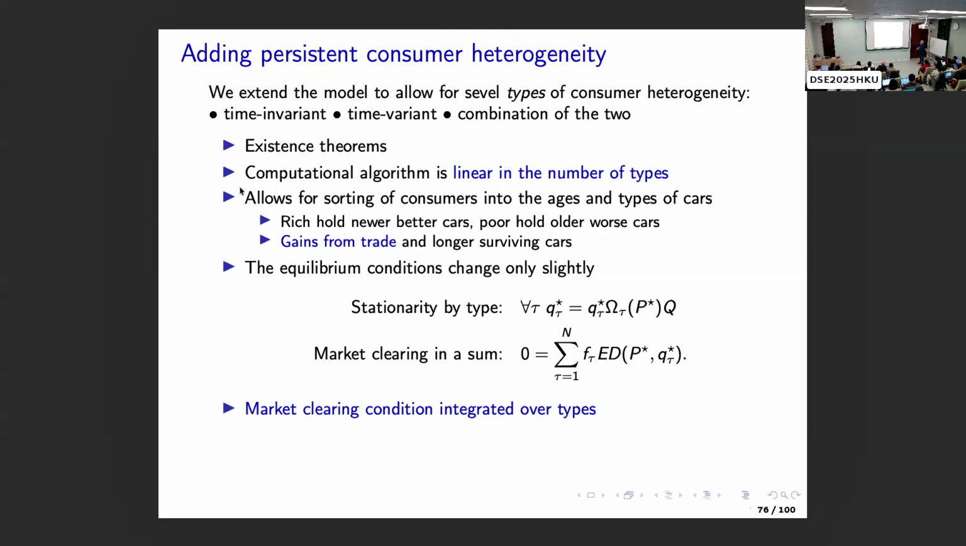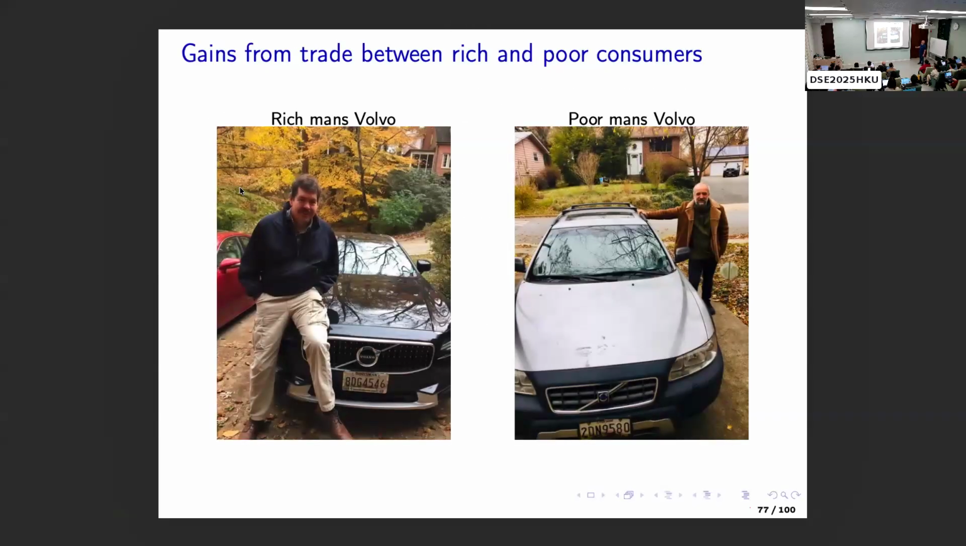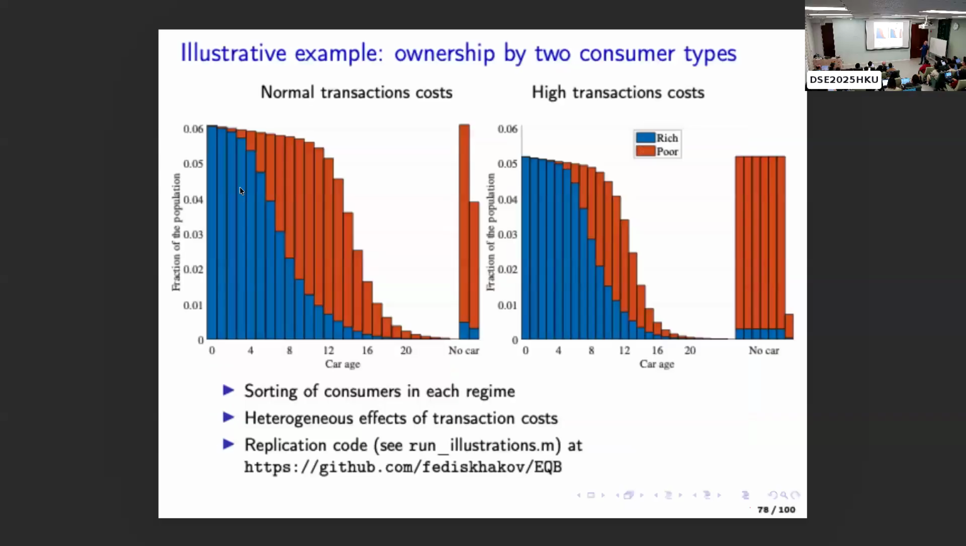Okay, so we can add some persistent consumer heterogeneity. There are going to be different types of consumers. This is John Rust. This is me. I'm buying his old Volvo. And you can see there are lots of gains from trade here, because both consumers are very happy. My alternative would be I had no car. I was visiting John, and I was rejected by the Mercedes because I didn't have a good FICO score. So I had to go on the market, buy a used car from John, and he was kind enough to sell it at a really low price.